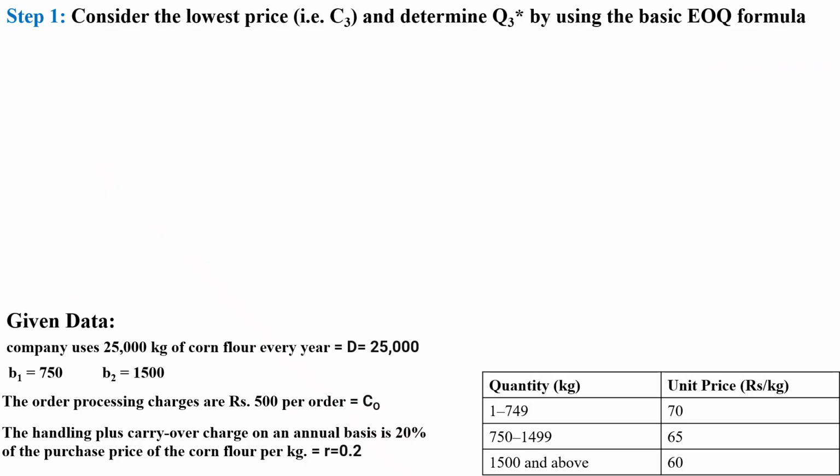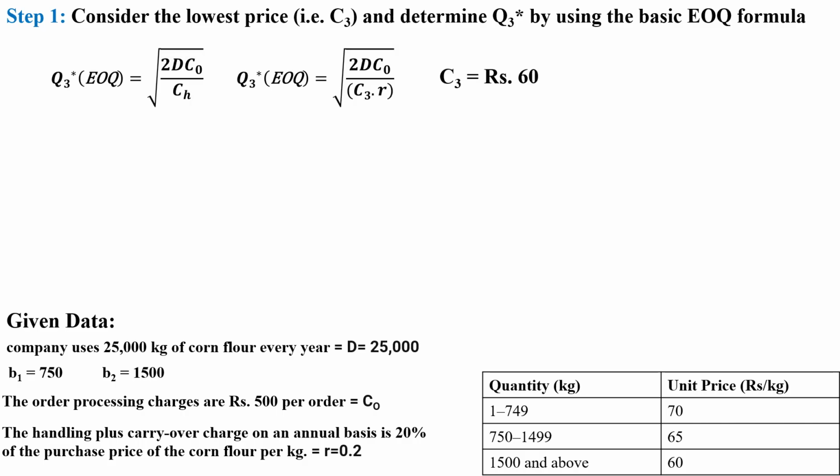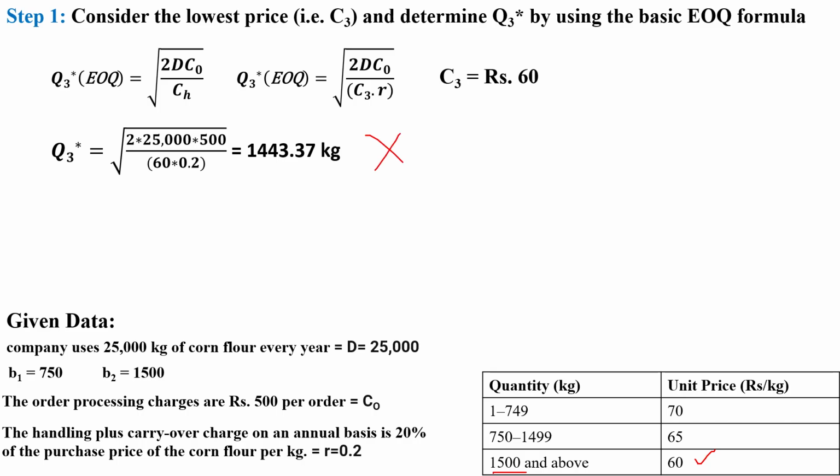First we determine the EOQ at the lowest cost. Here the lowest cost is 60 rupees. So at 60 rupees, the EOQ value is 1443.37. At the 60 rupees unit price, the required quantity is 1500 and above. So this quantity is not feasible.